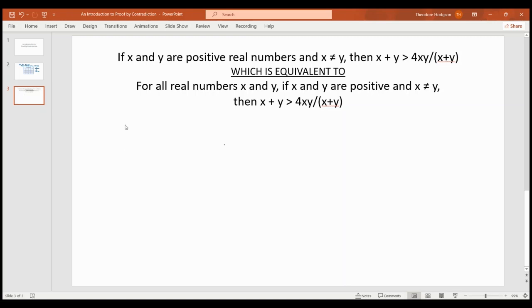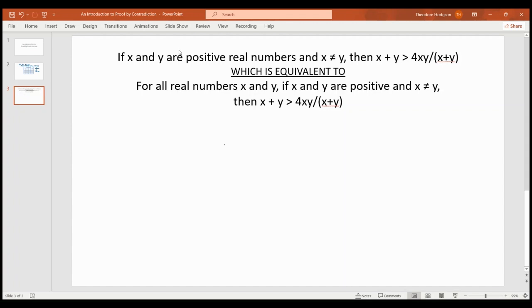Hi, everyone. This is the last example of proof by contradiction. The statement, and this is from your textbook, is: if x and y are positive real numbers and x does not equal y, then x plus y is greater than 4xy divided by x plus y.